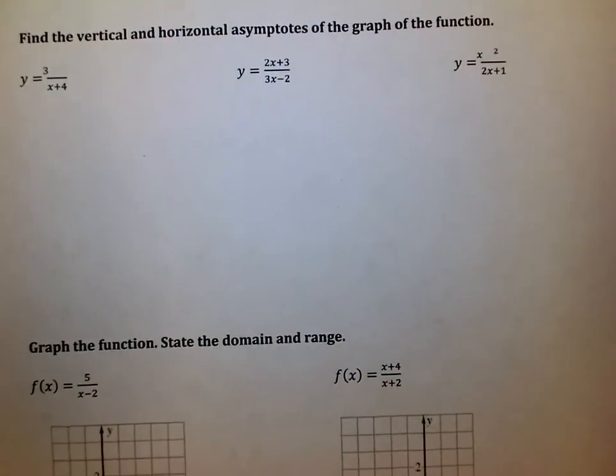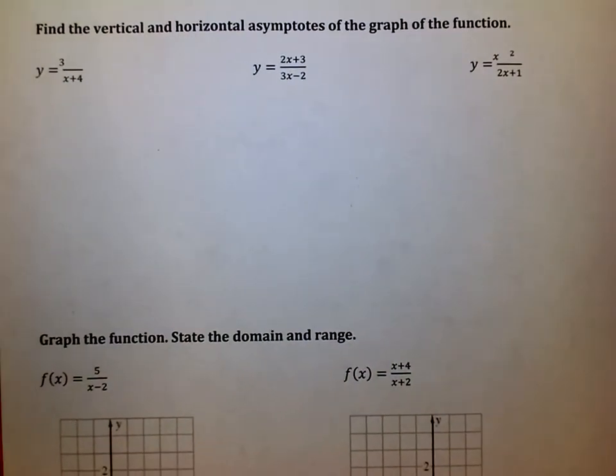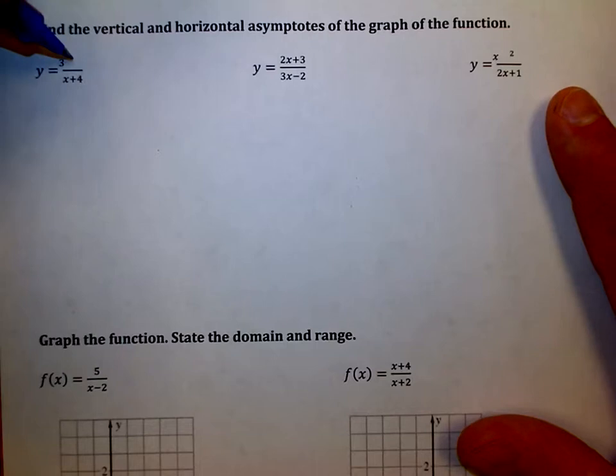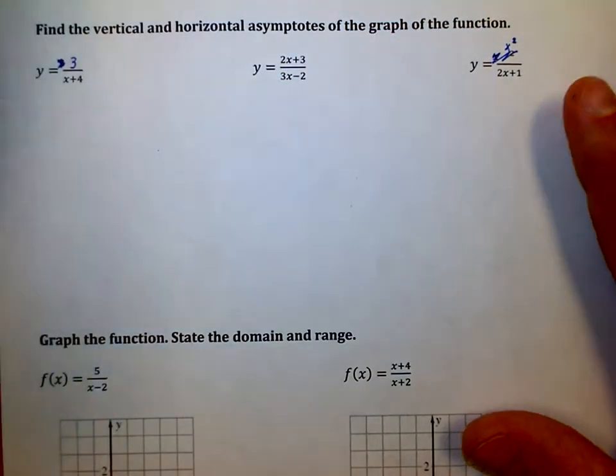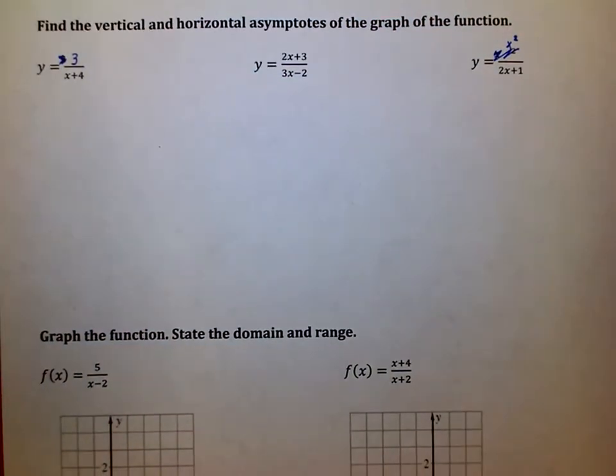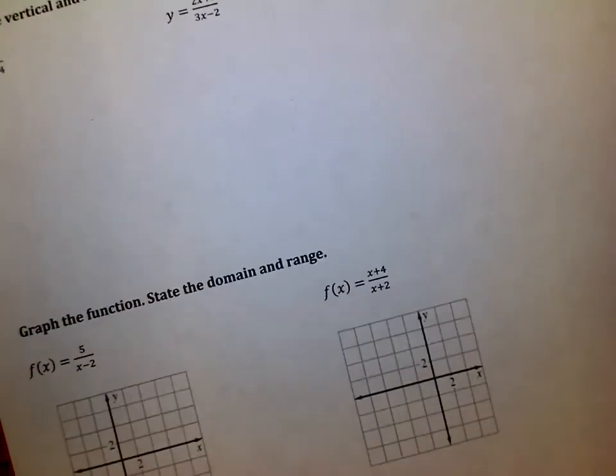Hi guys, in this video I'm going to be talking about how to find the vertical and horizontal asymptotes of the graph of a rational function. Interesting printing here that went on. This is supposed to be just 3 over x plus 4. This graph over here is supposed to be x squared over 2x plus 1. Not sure how that happened. It doesn't look like that on the computer document, but it printed funny.